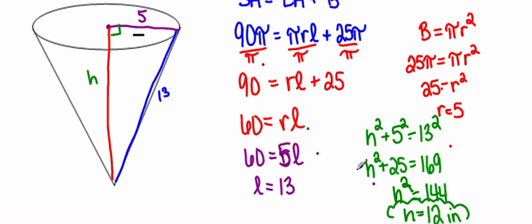So one thing I want you to notice here is that this is a multi-step problem. You had to use the information that was given to you to go find the radius, to go find the slant height, and then once you know those two components of your cone, you could use those to find the height. So it wasn't a direct one-step process. We kind of had to use a circular route in order to get there.